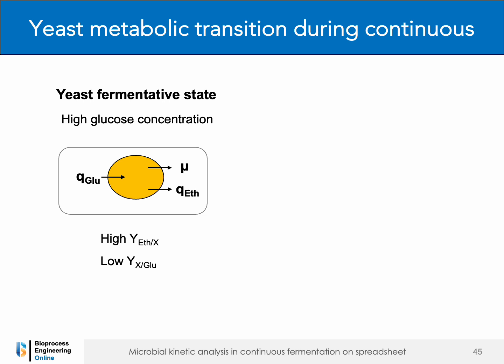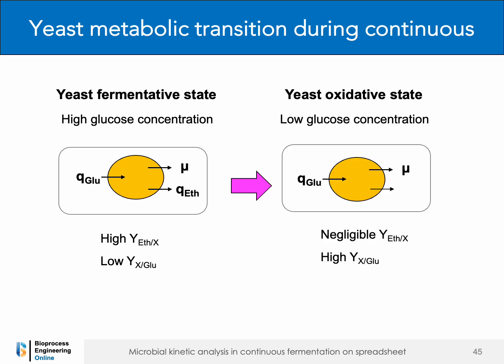The kinetic analysis of continuous fermentation reveals the metabolic transition in yeast when grown under glucose-limited conditions. During the batch phase, yeast operates predominantly in a fermentative state. At high glucose concentrations and high growth rates, excess glucose flux leads to metabolic overflow and significant ethanol production. This phase is characterized by a high ethanol to biomass yield coefficient, Y_F/X, and a low biomass to glucose yield coefficient, Y_X/glu.